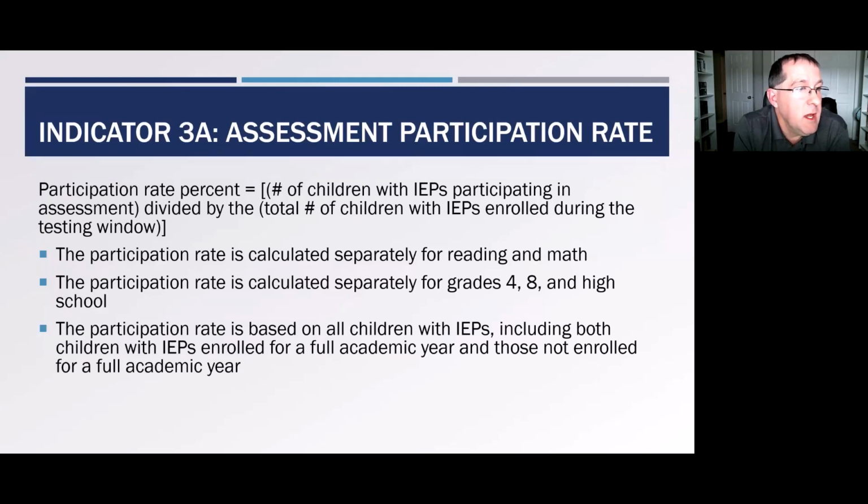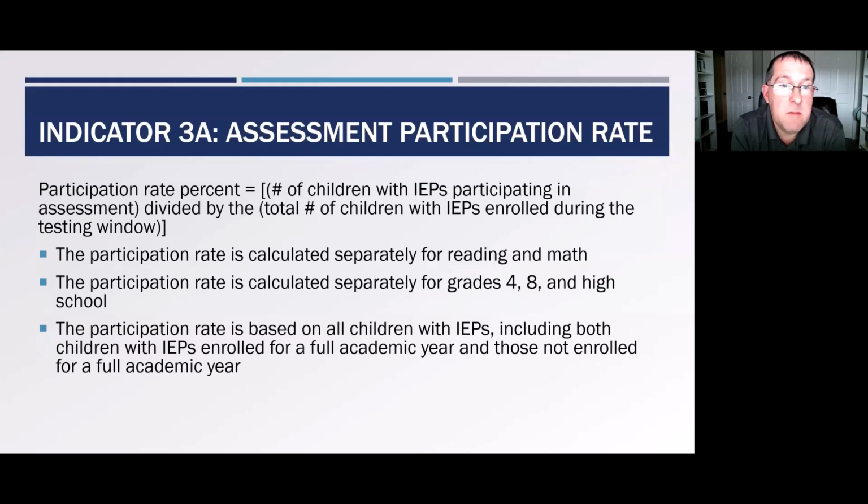For the participation rate, it's a straight percentage of children with IEPs who participated in the assessment, divided by those children with IEPs enrolled during the testing window. And I don't know how long your testing window is. I know in some states the testing window is like a month, and some states it feels like it's open year round. But whatever that testing window is, from when it opens and you can first test the child with a disability all the way to the end of the last day to test, any child that's enrolled that has an IEP during that window is counted in the participation rate.